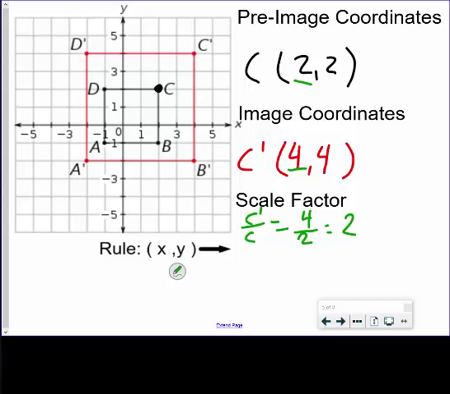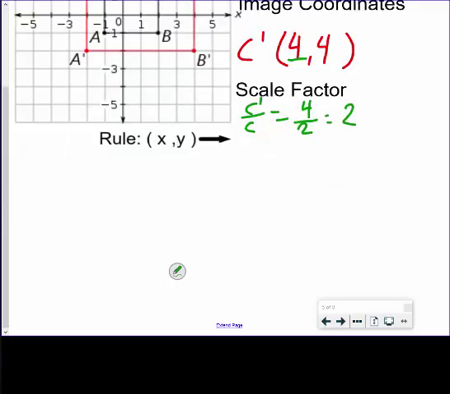You had a sign error. I was doing A, and A is -1, -1. A prime is -2, -2. Either way, you have a negative divided by a negative, which is positive. That's why I said avoid those negatives. You won't have a negative scale factor until you get to high school, because a negative scale factor means you've also reflected it. So what's my rule? 2 times x, 2 times y.